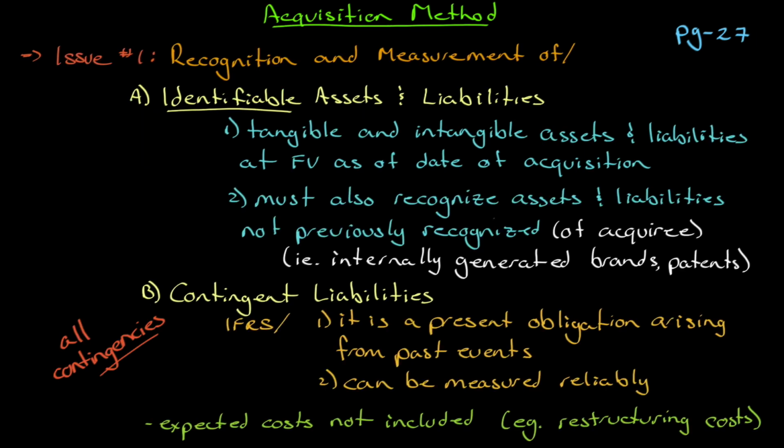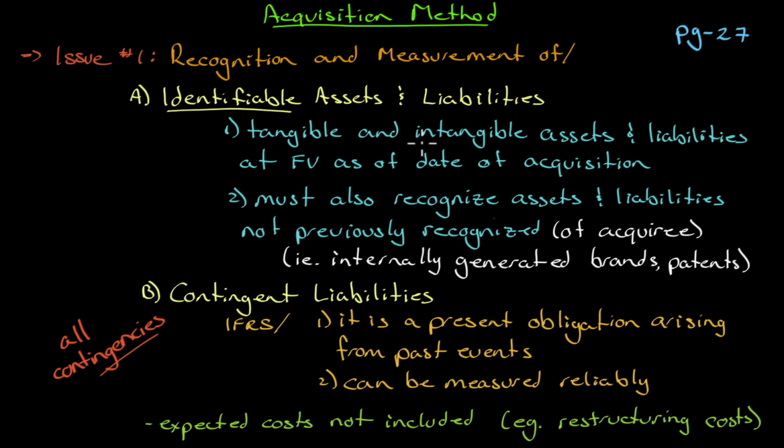So issue number 1, the recognition and measurement of, and we have to do assets and liabilities, but there's quite a few topics here. There's, I think, 4 different categories of recognition and measurement. Number 1, let's deal with the first one, the identifiable assets and liabilities. That covers tangible and intangible assets and liabilities at fair value as of the date of acquisition. And here's something interesting, must also recognize assets and liabilities not previously recognized.